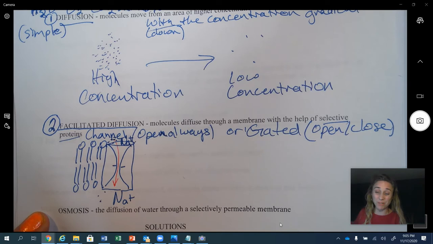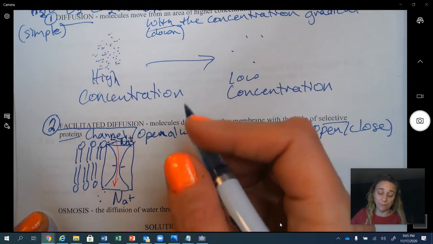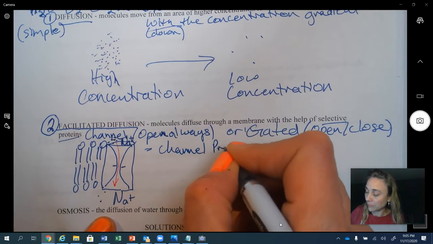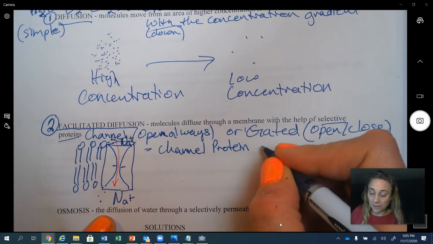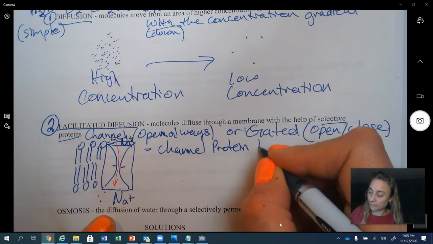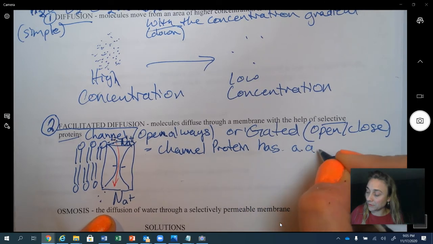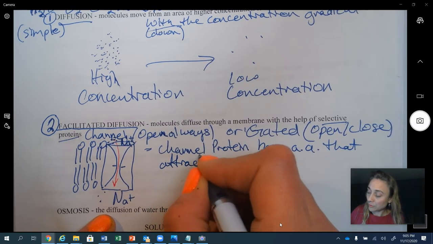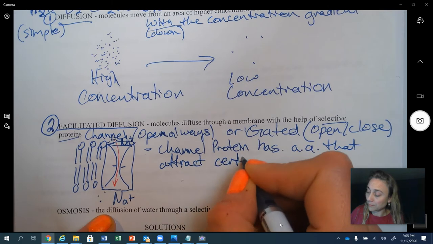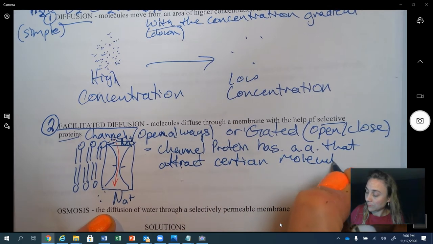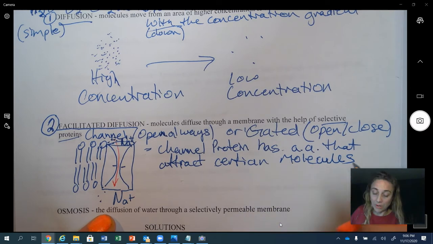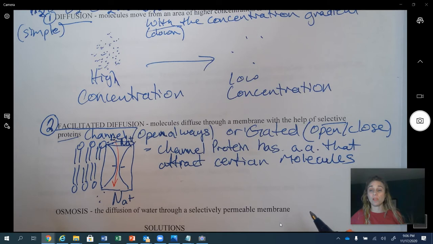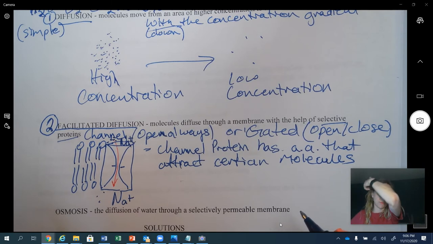And because sodium is charged, it can't get through the membrane by itself. It needs this channel. So this channel protein has amino acids that attract certain molecules. And usually it'll only allow those small molecules to pass through.